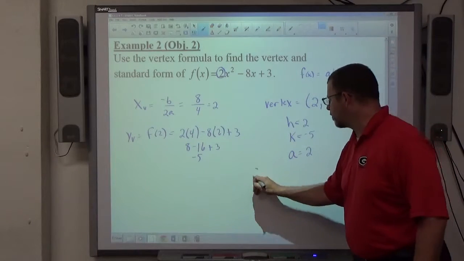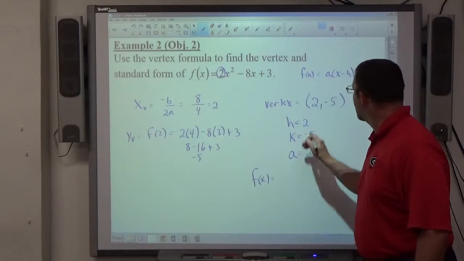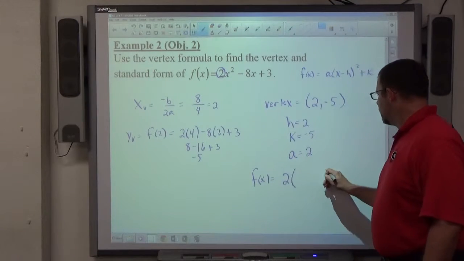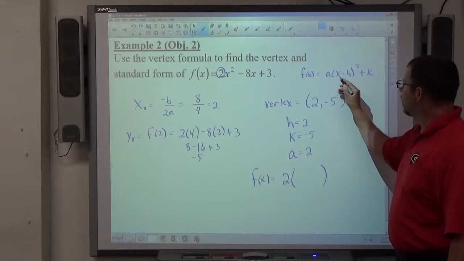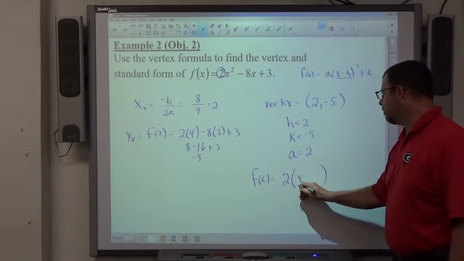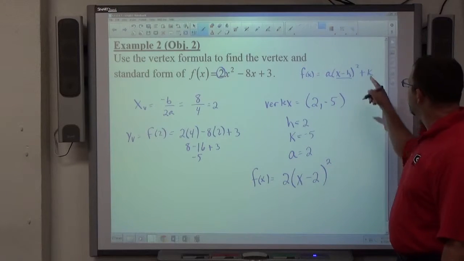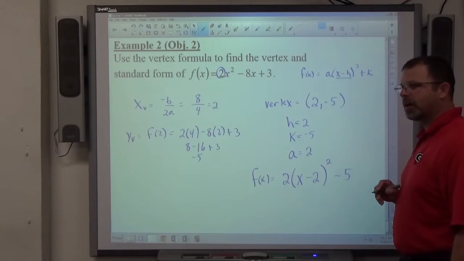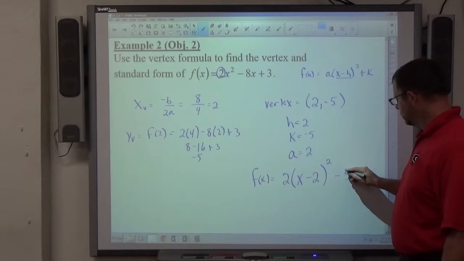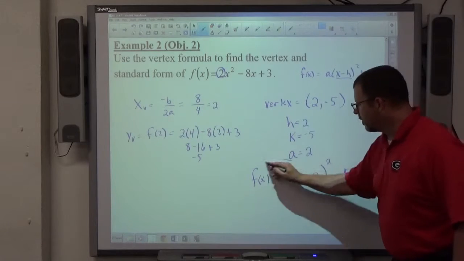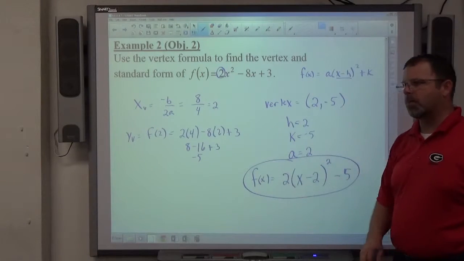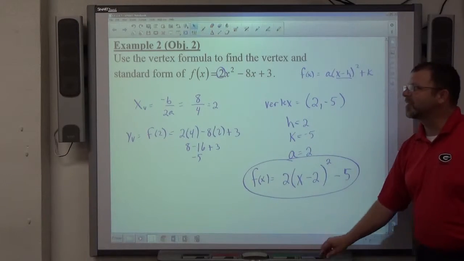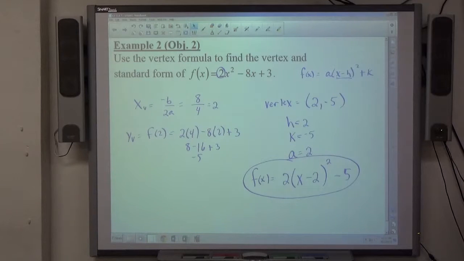So my standard form of this parabola, f of x equals a, which is 2, times x minus h. So again, it says x minus h, so I'm going to do x minus 2 squared plus k, means that k stays the same sign, so minus 5. There's my standard form of my parabola. This one does not ask me to graph it, so I'm going to stop right there.